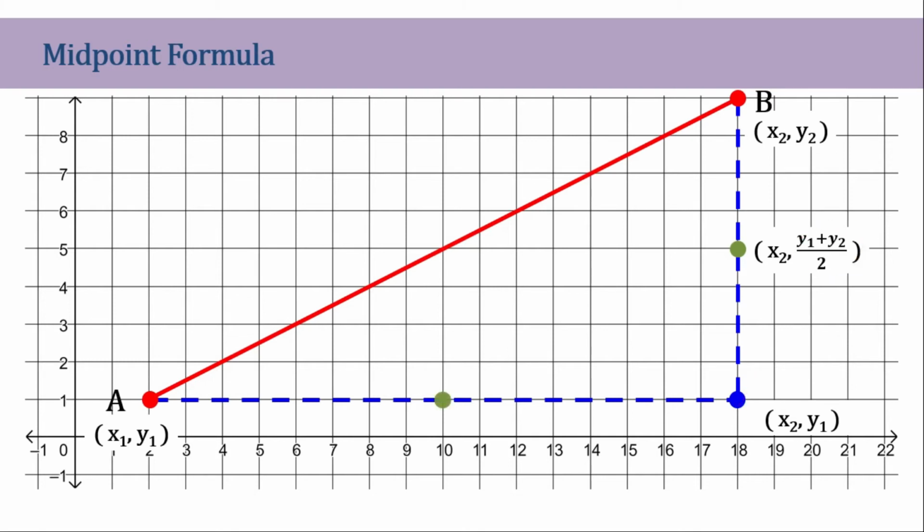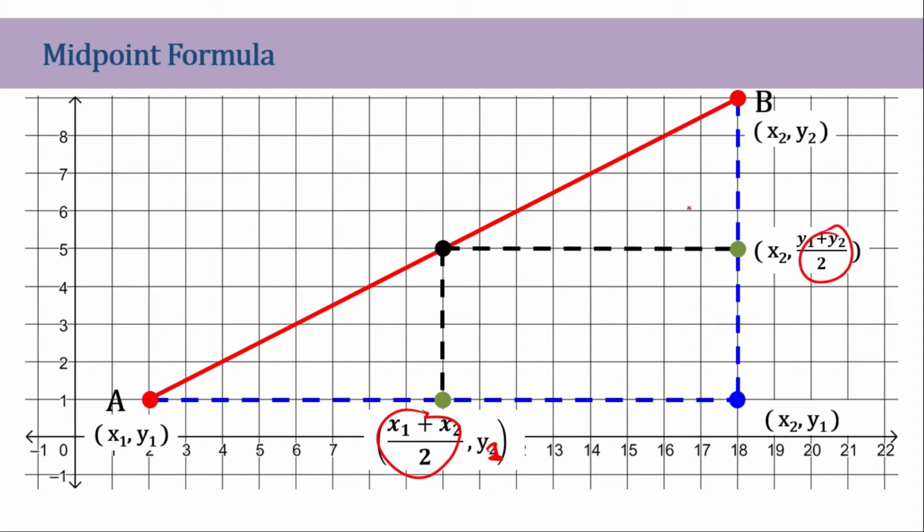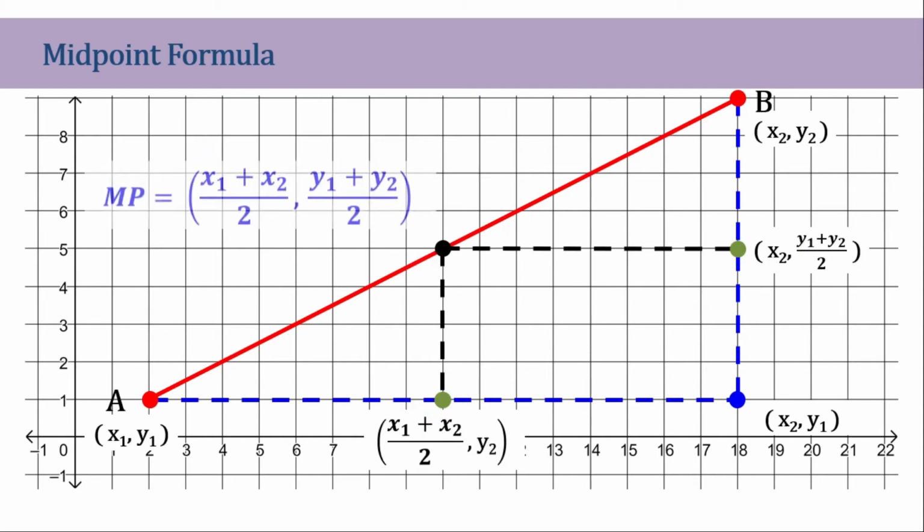On the other hand, let's find the midpoint between A and this new point here. And that gives us (x sub 1 plus x sub 2) over 2, and comma y, this should be y sub 1. I'm sorry. Now, if we have these 2 points meet, they'll have x coordinates the same as this and y coordinates the same as this. That's why we have the midpoint formula to be like this.